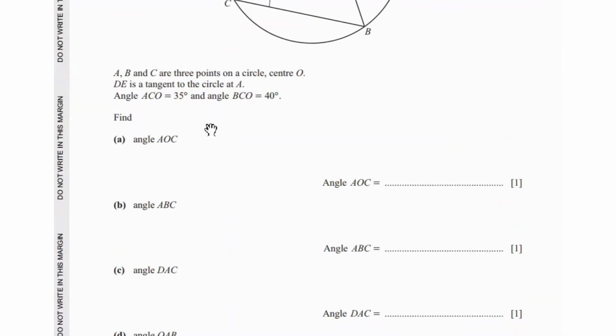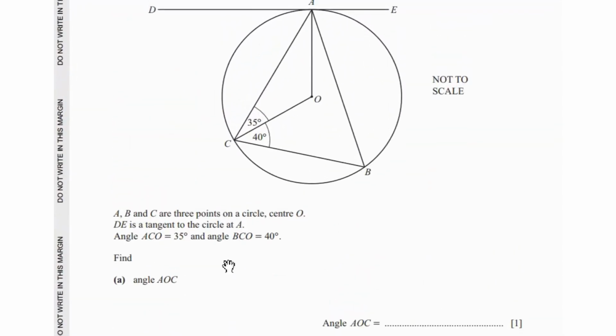Then it says angle ABC. So for angle ABC, that's this one. So if this was 110, you need to remember your circle theorems for this. Angle at the center is twice the angle at the circumference. So if angle at the center is twice the angle at the circumference, which means ABC is going to be half of 110, and that is 55. So that's ABC.